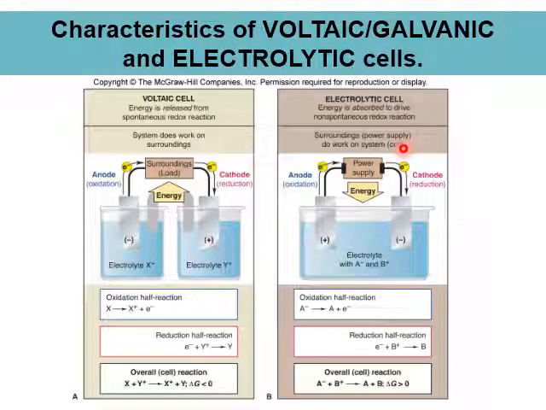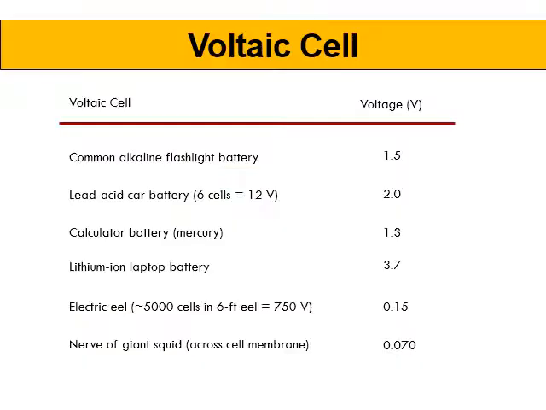Yes, it's correct. In the voltaic cell, we have a spontaneous reaction occurring, while in the electrolytic cell, normally a non-spontaneous redox reaction occurs. So normally the surroundings, the power supply, does work on the cell. In this one, the system does work on the surroundings. Okay, energy has been released, so in this one energy has been absorbed inside. So these are common voltaic cells.